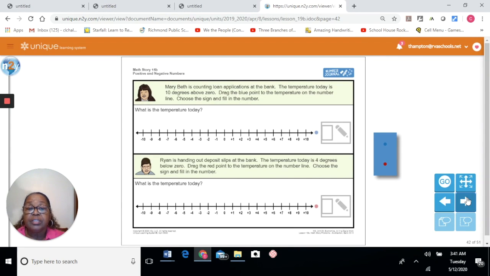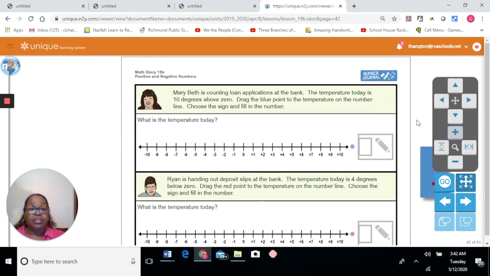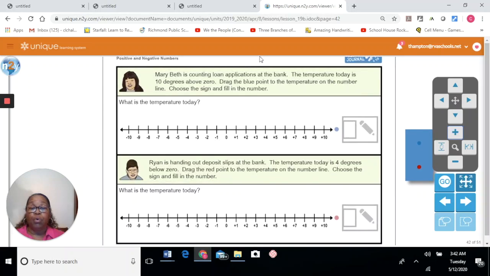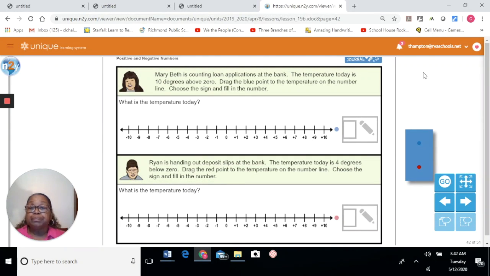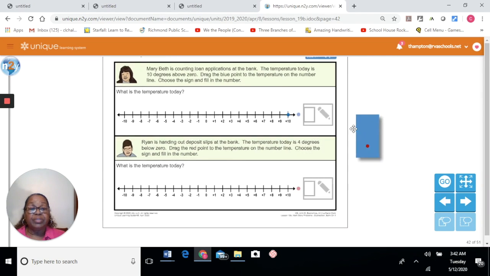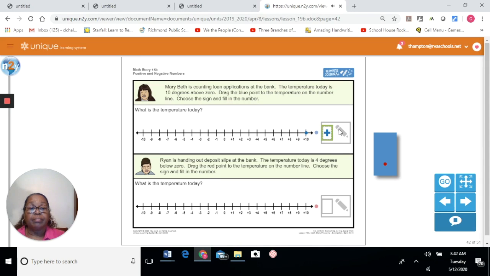All right, let's move on. Let's see if we can do that again to see if you got it. I know this is new because I don't think I've worked with positive and negative numbers with you before. So we're going to take our time and figure this out. It's a word problem. I'm going to read it to you. Mary Beth is counting loan applications at the bank. The temperature today is 10 degrees above zero. Above is the opposite of below. Drag the blue point to the temperature on the number line. Okay, so it says the temperature is 10 degrees above zero. So if it's above, it's a positive number. So let's drag this to a positive 10. And how we're going to represent that is positive 10.